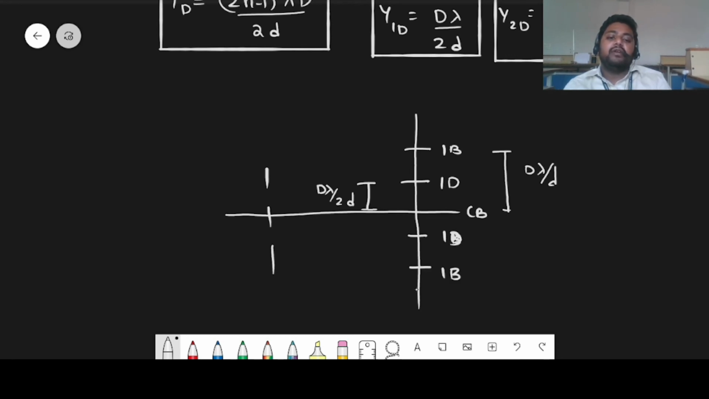This is your first bright, this is your first dark. That means the distance from here to here is also D lambda by 2d. The distance from here to here is going to be D lambda by d. We can find the distances between two different darks, two different brights, or a dark and a bright on the same side of the central bright or on opposite sides of the central bright by using these general formulas. I hope you understood this concept well.